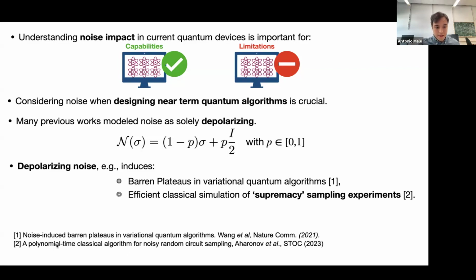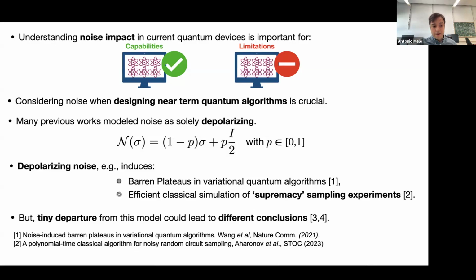For example, there was a talk at QIP 2022 where it was shown that if the noise in your circuit is solely depolarizing, then the advantage that you can potentially have with supremacy sampling experiments will be lost. In fact, they have a polynomial time algorithm for this kind of depolarizing noisy random circuit. However, if we perturb our noise model a bit from depolarizing to something different, we could have different conclusions. For example, it was shown in the paper Quantum Refrigerator, from Ben-Or et al., that the nature of the noise matters a lot for quantum error correction purposes. If the noise is depolarizing, you can do certain things. If the noise is of another nature, like amplitude damping, you could do something different and better.